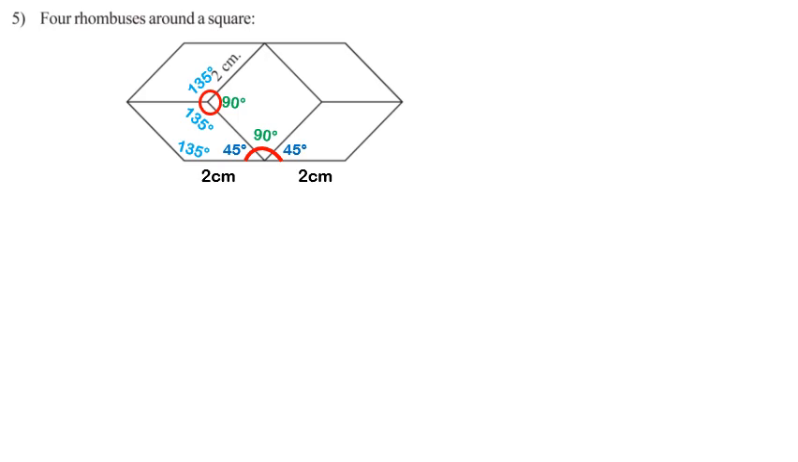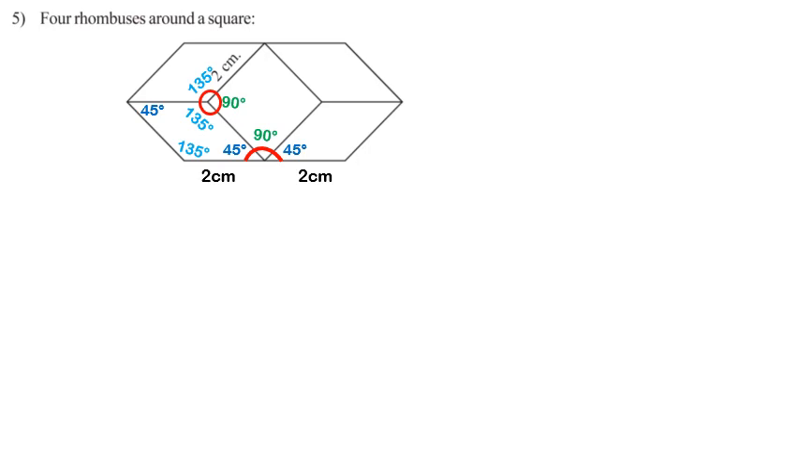So opposite angles are equal in rhombuses. So the large angle is 135 degrees each and the small angle is 45 degrees each. Now we have all the required measures to draw this figure.